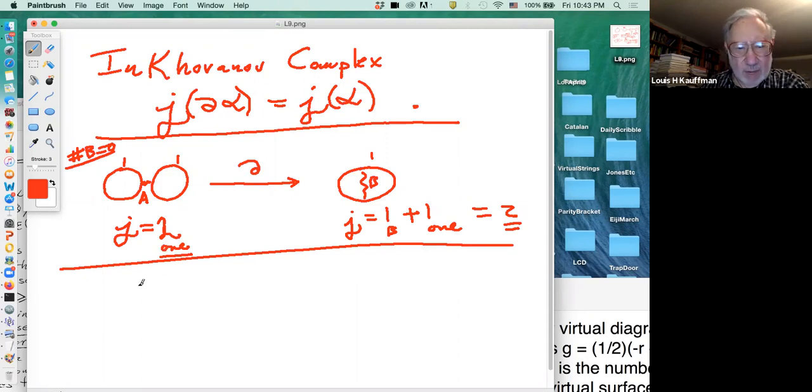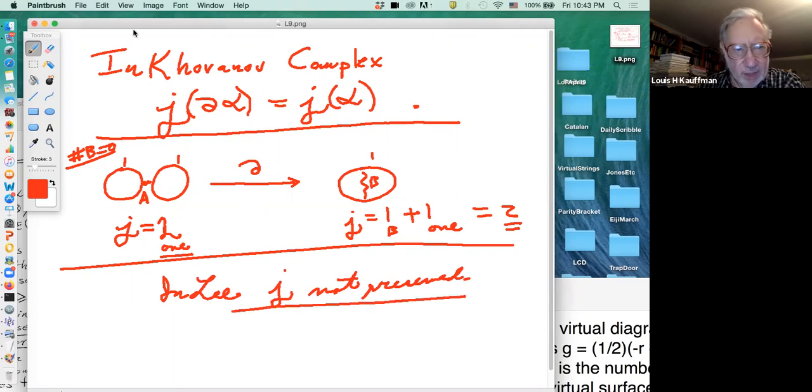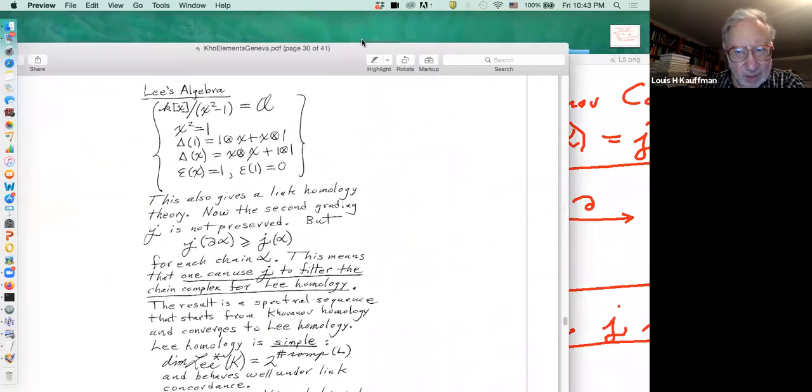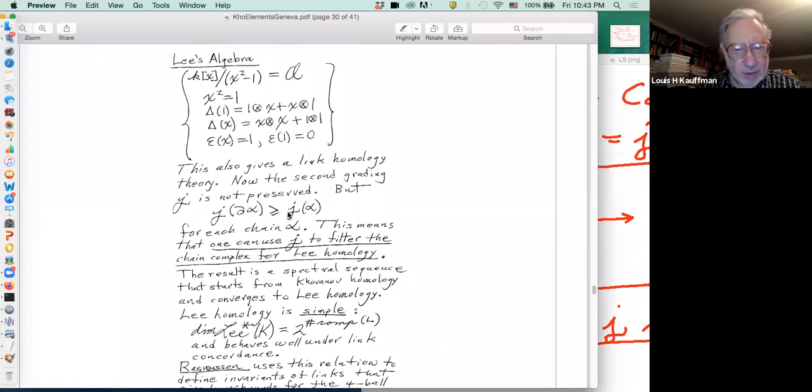But in the Lie complex, J is not preserved. And that allows us to get information that we wouldn't have gotten otherwise. We have that J of the boundary of alpha is greater than or equal to J of alpha for each of the chains. You can do some exercises to see what the differences look like. In fact, I recommend that. And when we come back next time, we could look at some examples.